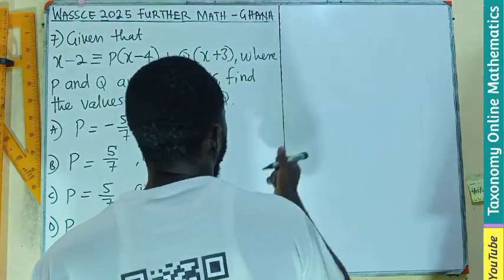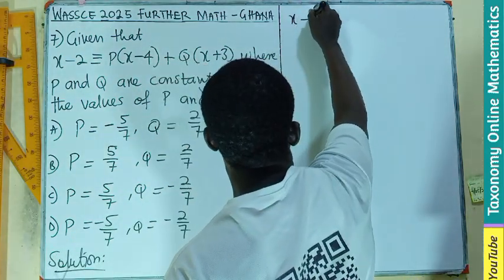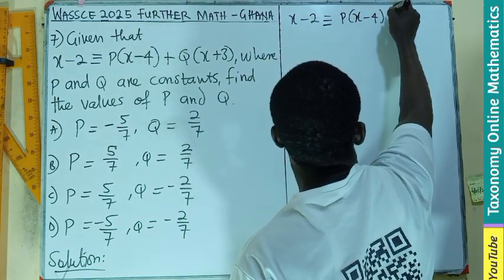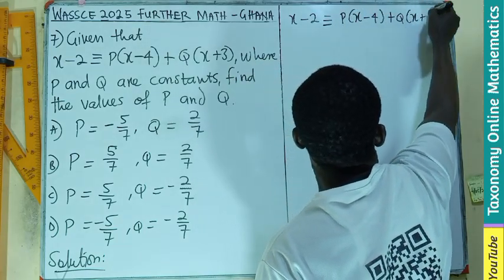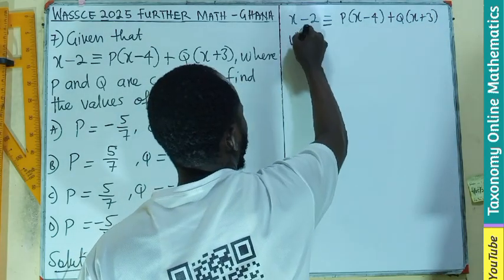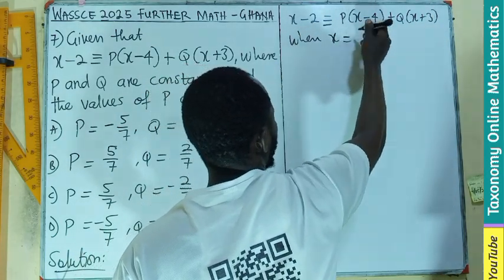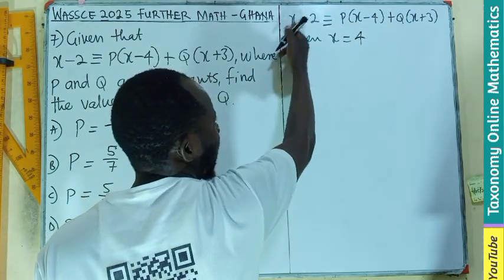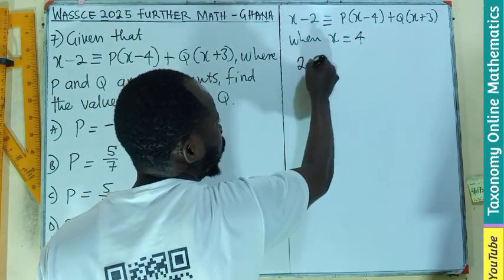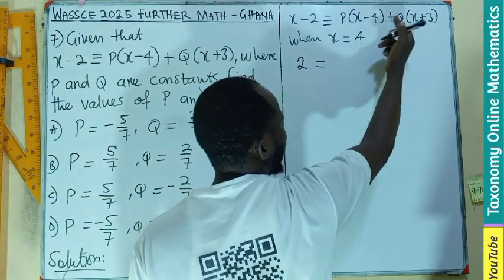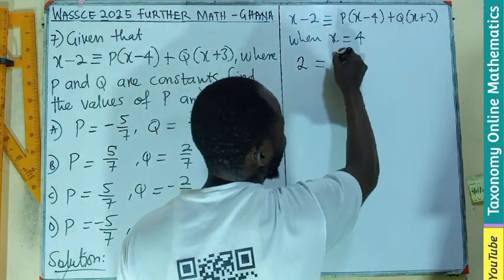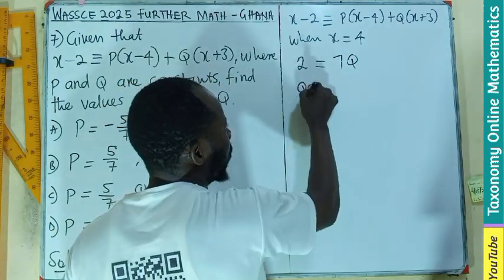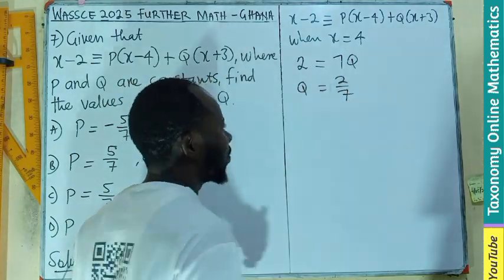But I'm going for the second approach, as in x minus 2 equivalent to p(x minus 4) plus q(x plus 3). So when x is equal to 4, I know I'll be eliminating p. Meaning x is 4, so 4 minus 2 gives you 2. The p term becomes 0, and 4 plus 3 makes it 7q. But what do I need? It is q I need. So q is going to be 2 divided by 7.